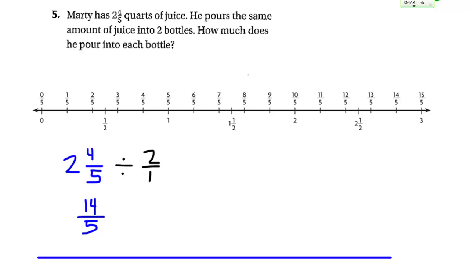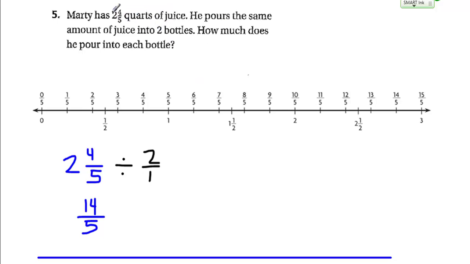We're taking a look at lesson 2.8, which is on model mixed number division. And number 5 reads, Marty has 2 4/5 quarts of juice. He pours the same amount of juice into 2 bottles. How much does he pour into each bottle?